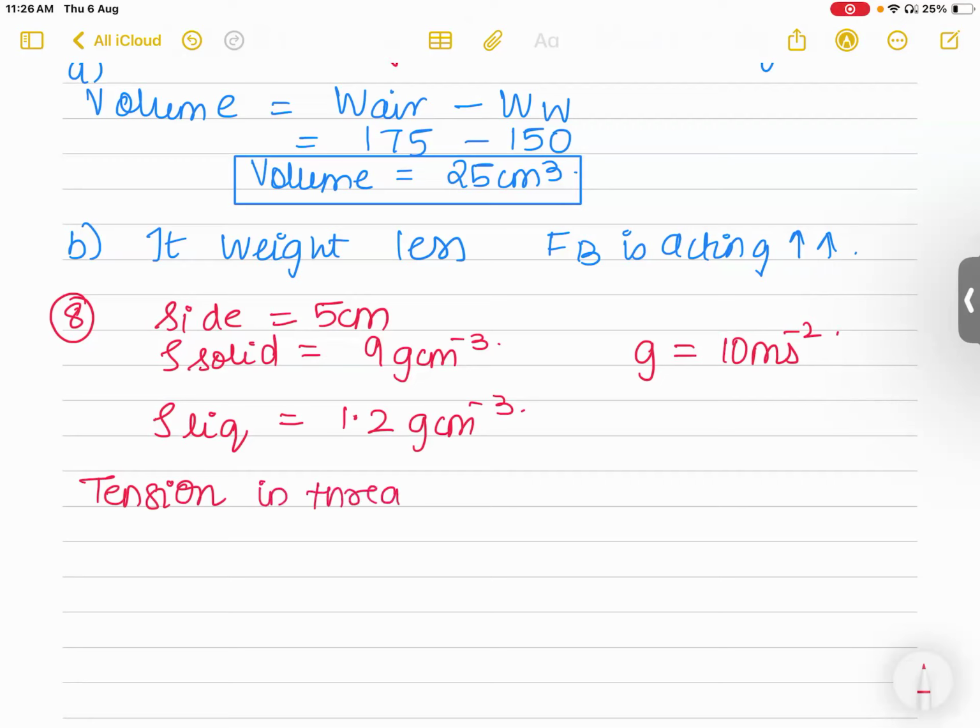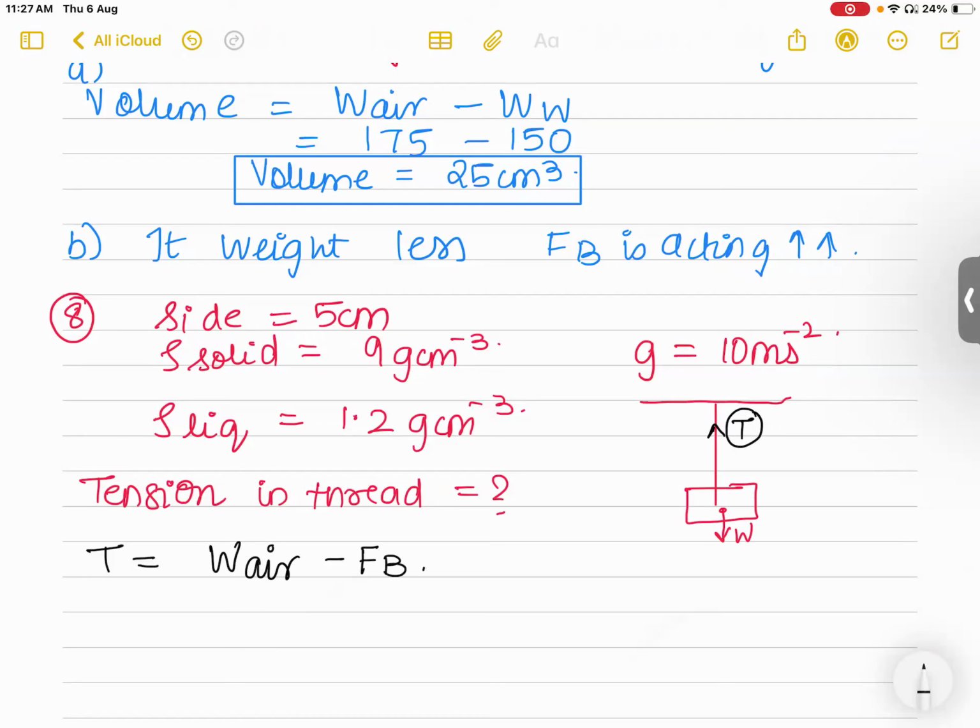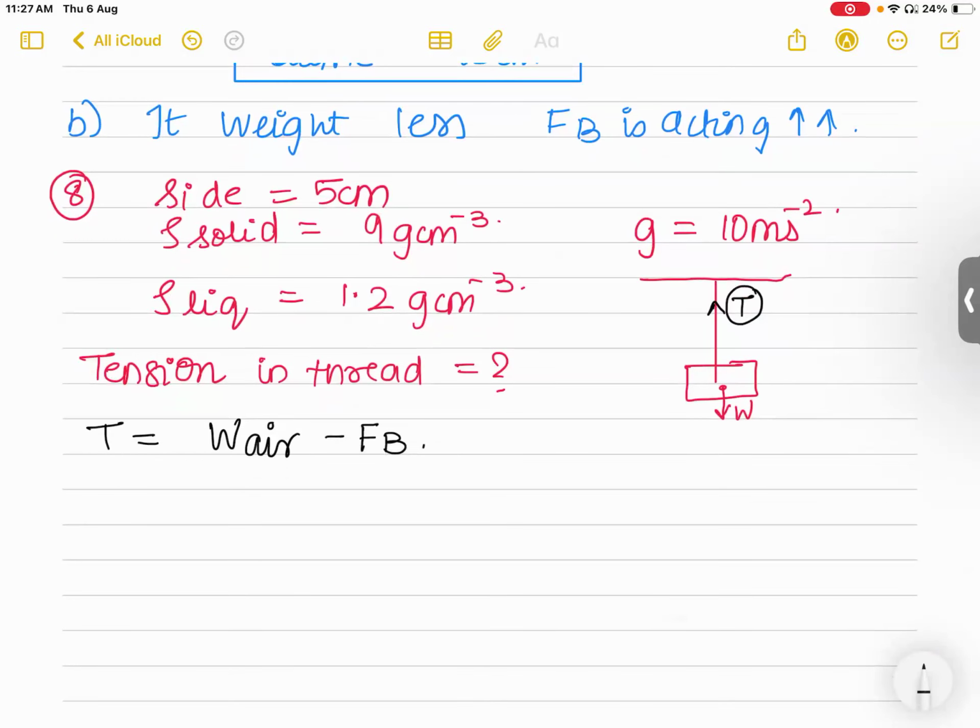Now for those who are not able to figure out what this tension means, suppose this is an object, suspended through a string from a rigid support, and this is the object whose weight is acting vertically downwards. In order to balance that weight, there will be a tension force applied upwards. To calculate that tension force, you need to find the weight of the object in air, subtracted by the FB, and you get your answer. Okay, so I will help you solve this with the given data.